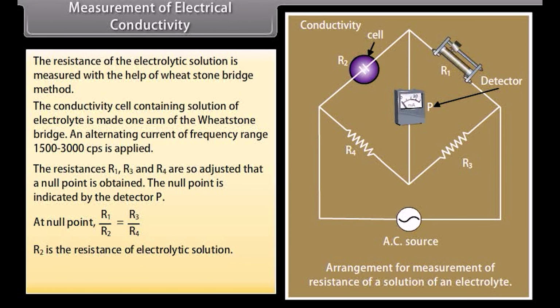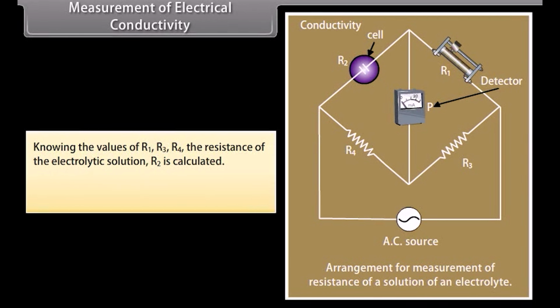R2 is the resistance of electrolytic solution. R2 is equal to R1 multiplied by R4 divided by R3. Knowing the values of R1, R3, R4, the resistance of the electrolytic solution R2 is calculated. The reciprocal of R2 gives the conductance of the solution.